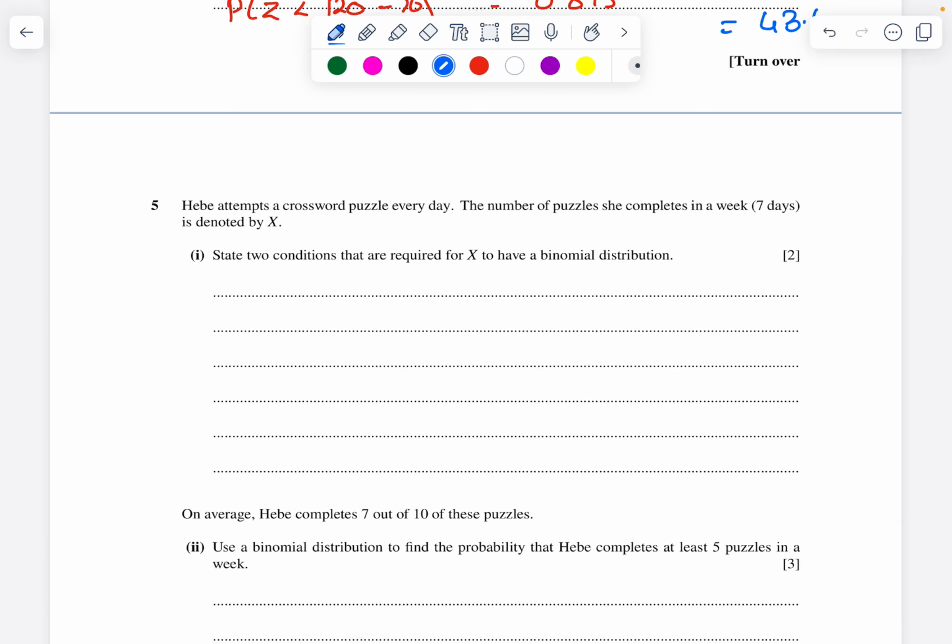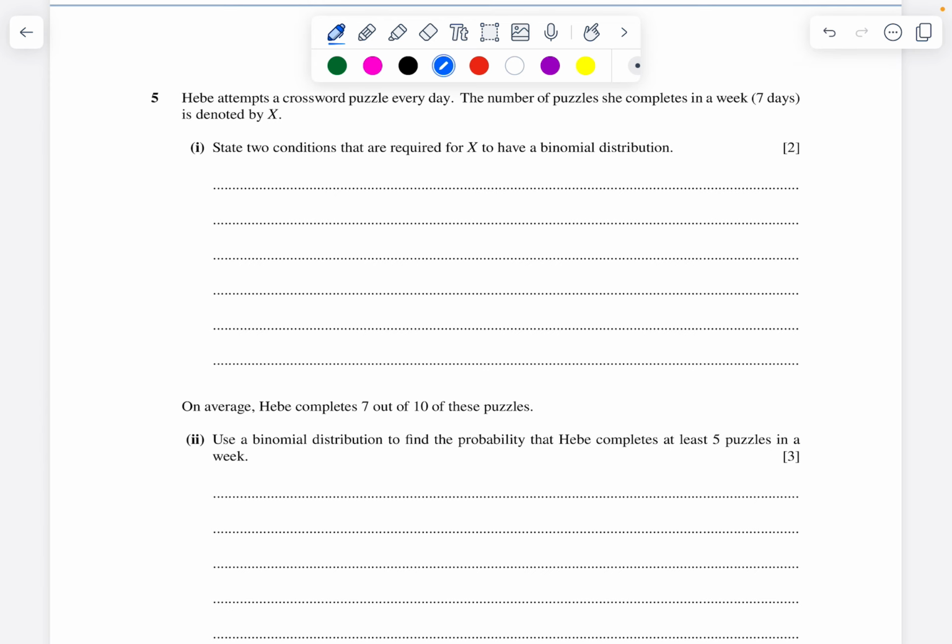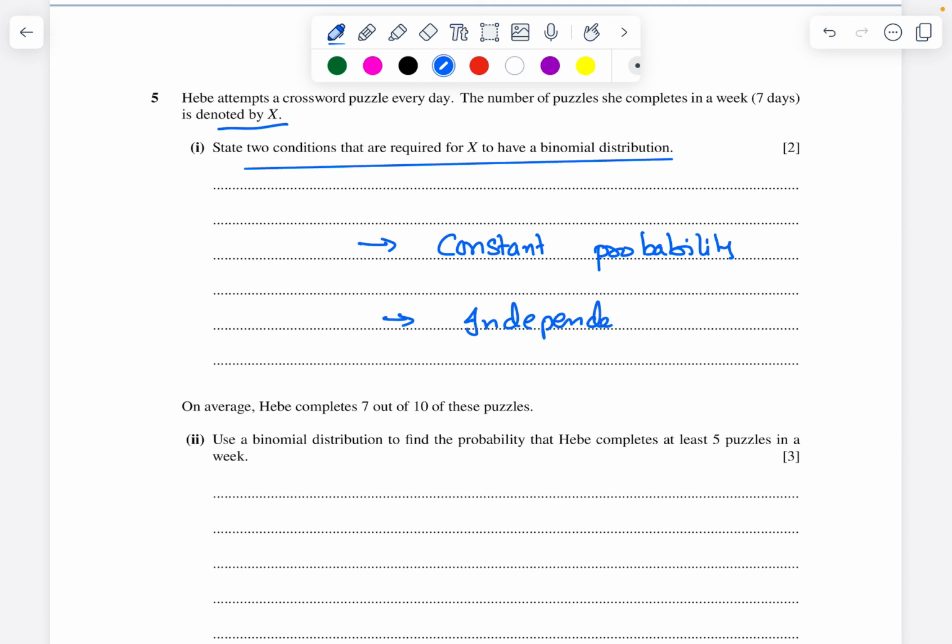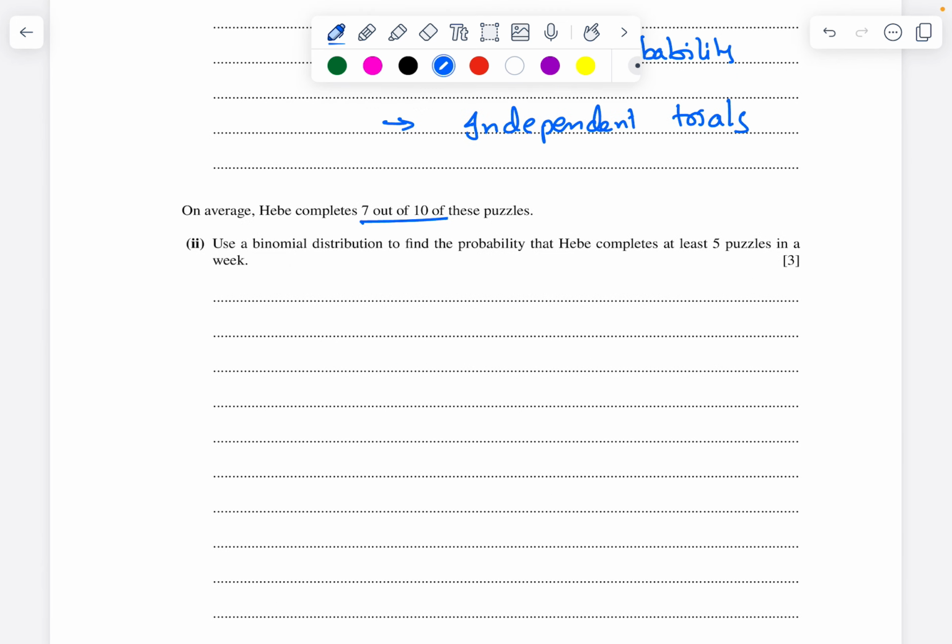Now come to question number 5. Hebe attempts a crossword puzzle every day. The number of puzzles she completes in a week, 7 days, is denoted by X. State two conditions that are required for binomial distribution. For binomial distribution, what are the conditions? The first condition is it should have constant probability. Probability should be constant. And the second condition is there should be independent trials.